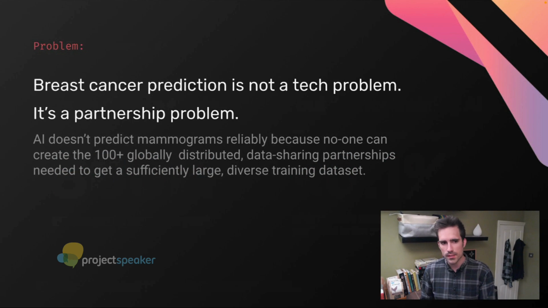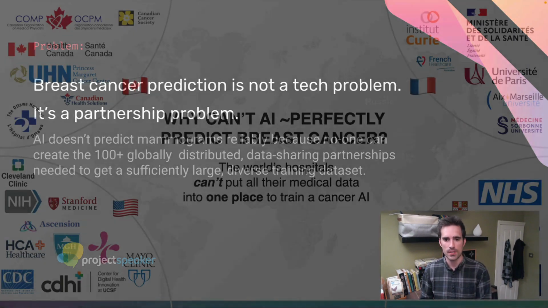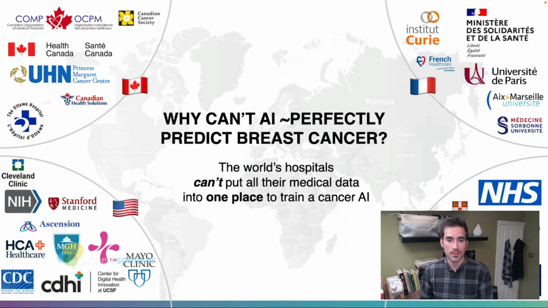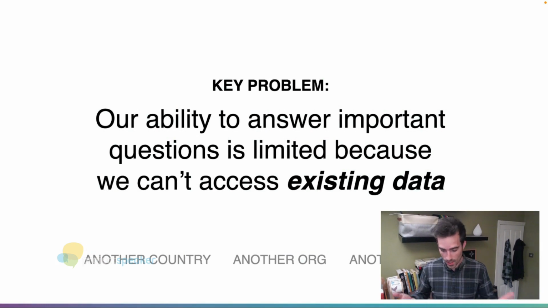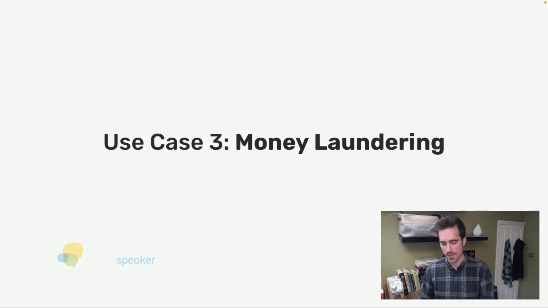But perhaps more optimistically, this leads us to a different conclusion, which is that breast cancer classification, at least as a machine learning task, is not necessarily a technology problem, right? It's a partnership problem. AI is not predicting mammograms reliably because no one can create the 100+ globally distributed data sharing partnerships needed to get a sufficiently large, diverse training data set. Or put another way, the world's hospitals can't put all their medical data into one place to train a breast cancer AI. And this again brings us back to our key problem. Our ability to answer important questions like, what does breast cancer look like, is limited because we can't access existing data.